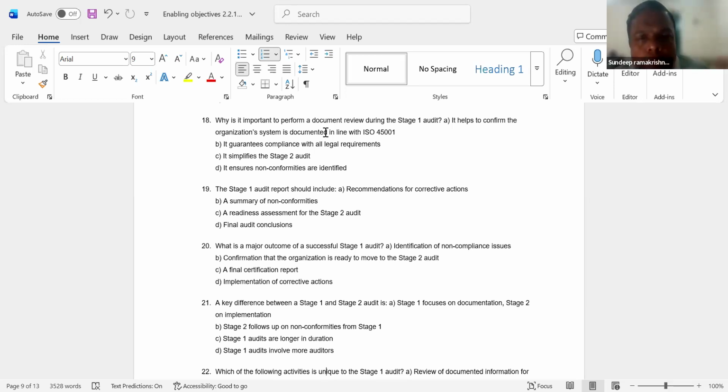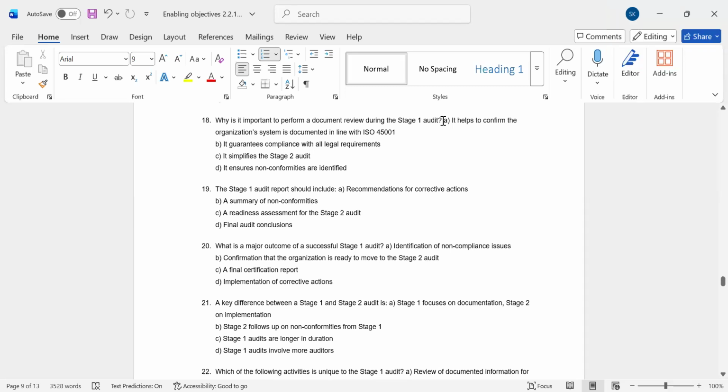Right. Sir, A and C both are very close, so it simplifies a stage 2 audit. It does not simplify the stage 2 audit in any way. Okay. So the question is, why is it important to perform document review in stage 1? It helps to confirm the organization system is documented in line with ISO 45001.